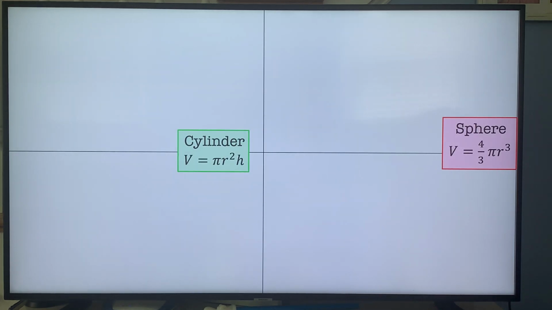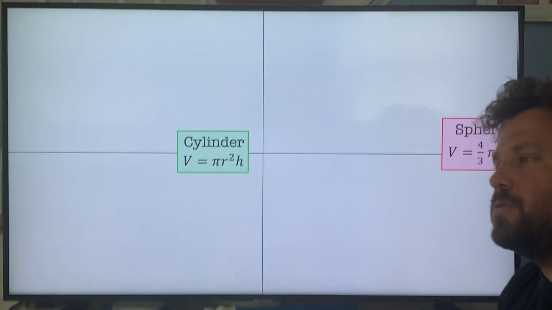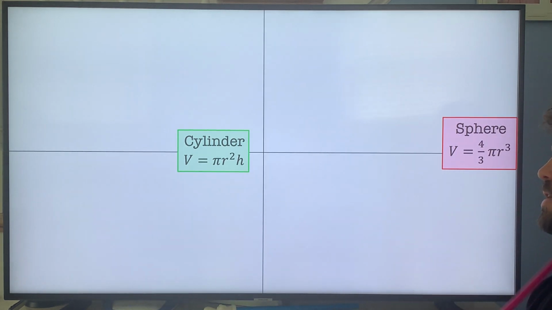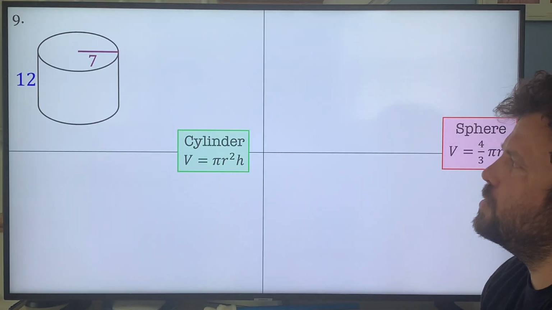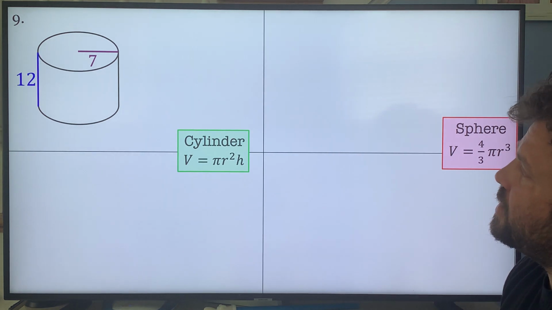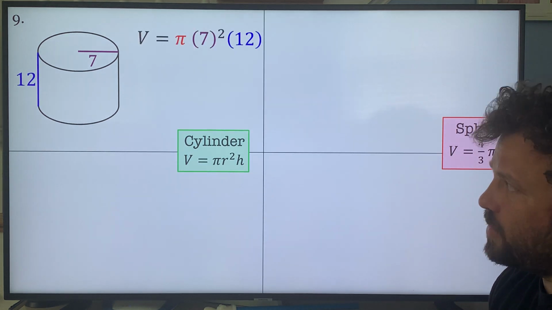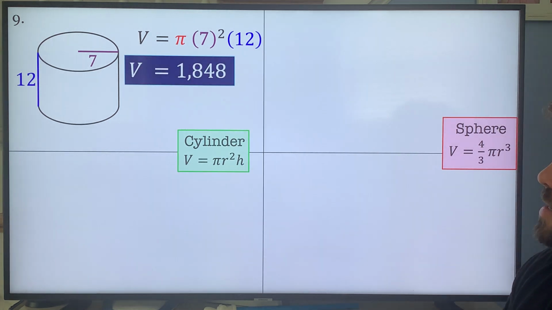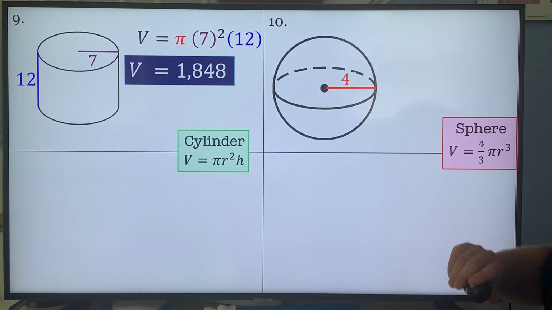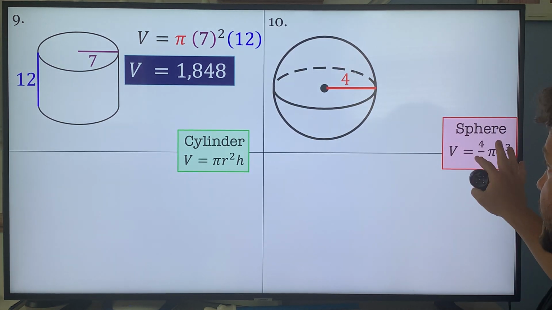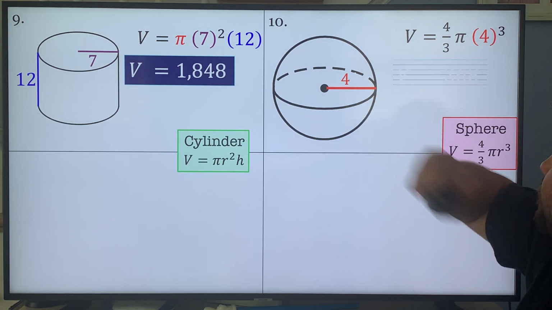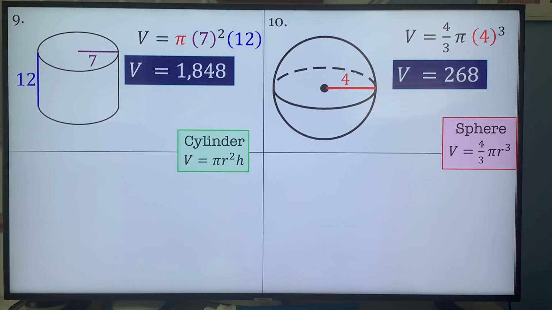All right, next questions. Volumes. You will be able to use volume formulas on your test, so you will be getting them. That's why they're given to you here. So, first one is a cylinder. Pi times 7 squared, which is your radius, times the height, which is 12, gives you 1,848 cubic units. Problem 10. Is that a cylinder or a sphere? That is a sphere. 4/3 pi r cubed. 4/3 pi 4 cubed. 268 cubic units.